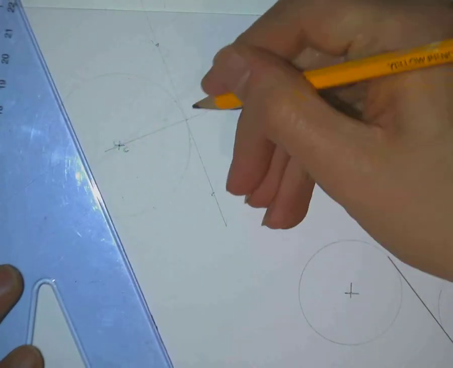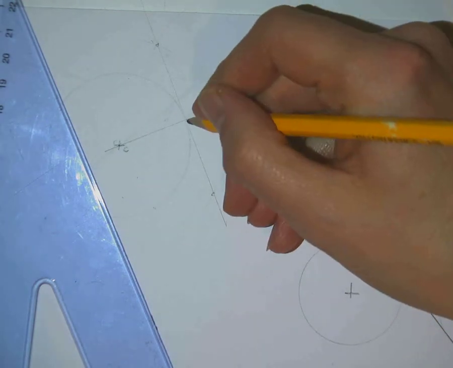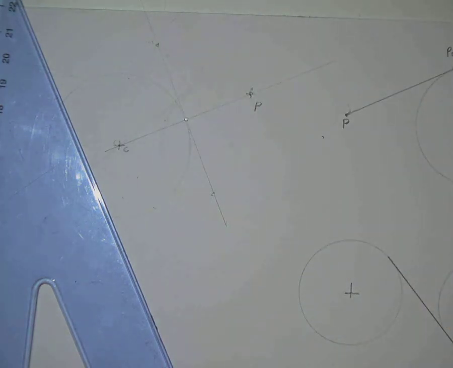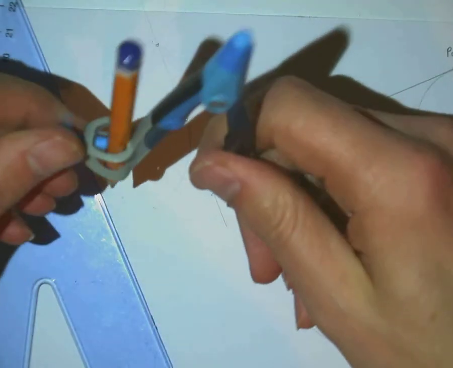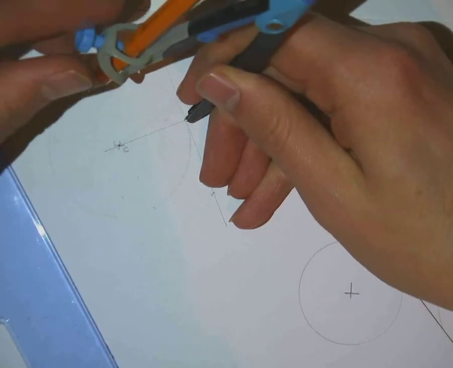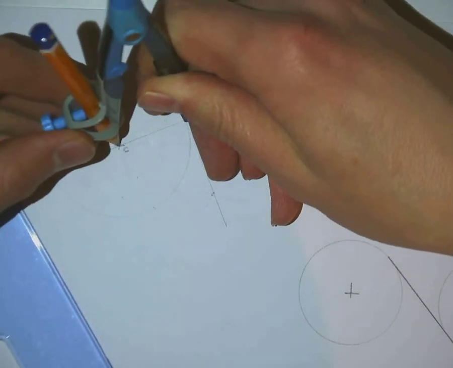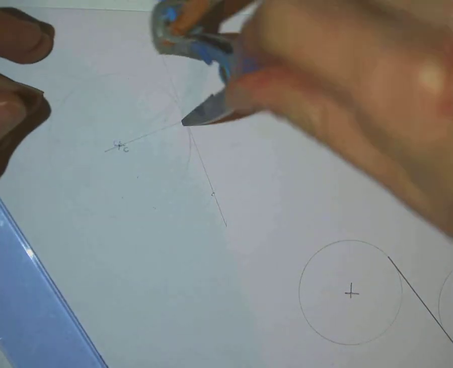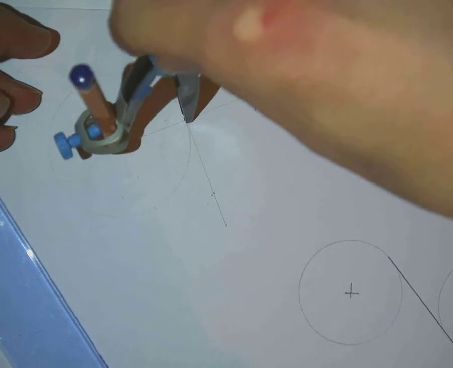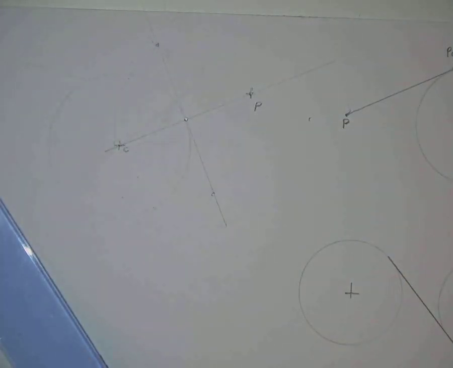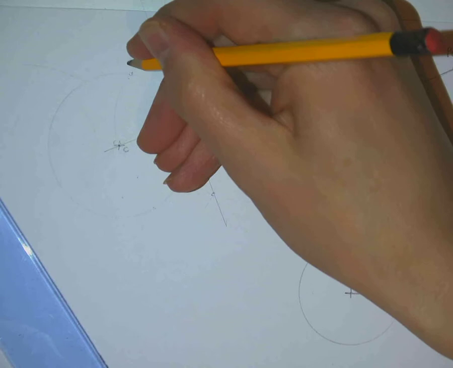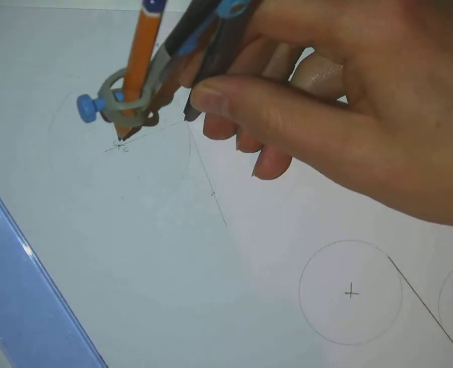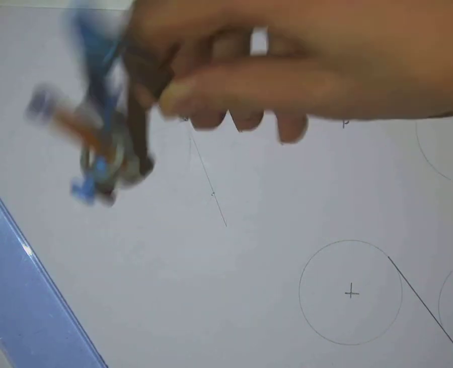Now where those arcs cross, here and here, will give us two points on our bisector. It just so happens to be on the circumference of our circle here, but that gives us the centre of our semicircle. So it basically bisects that line segment, and now we can draw our semicircle running from C through P. That will give us our point of contact above the line, which will lie here.